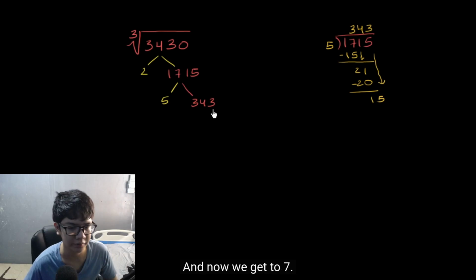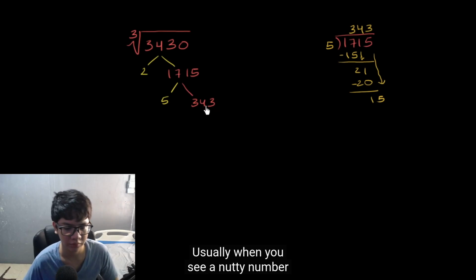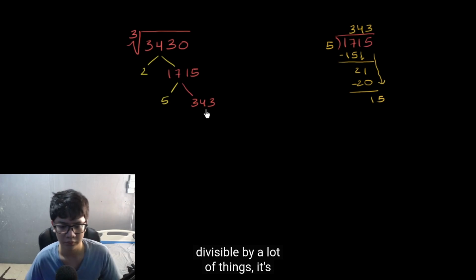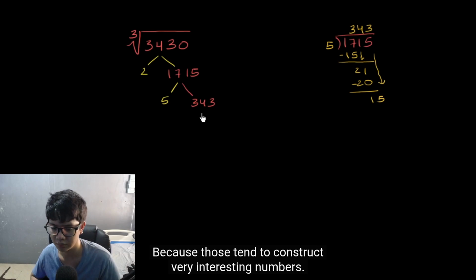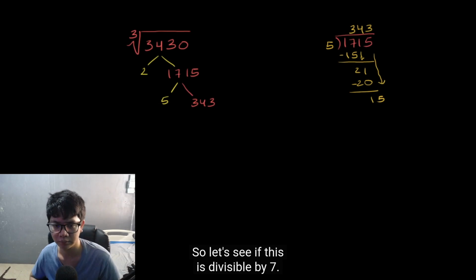And now we get to 7. Usually when you see a nutty number like this that doesn't seem to be divisible by a lot of things, it's always a good idea to try things like 7, 11, 13, because those tend to construct very interesting numbers. So let's see if this is divisible by 7.